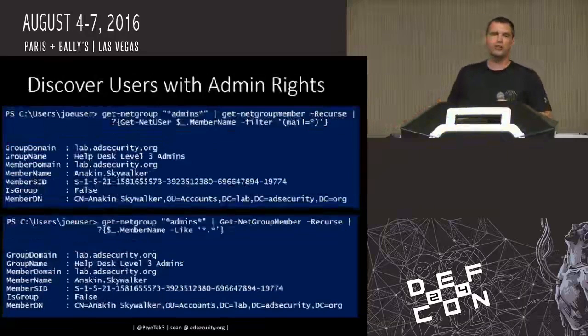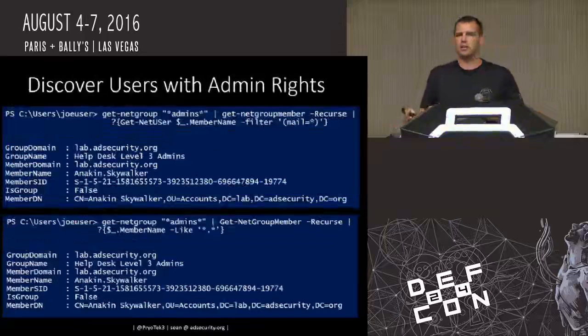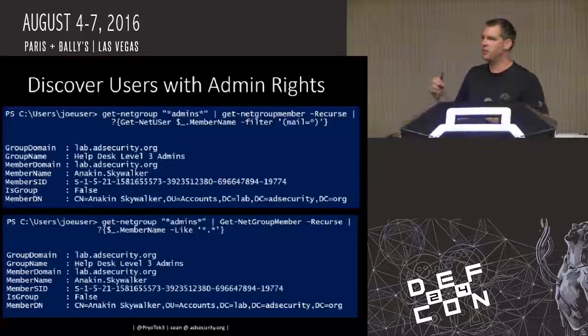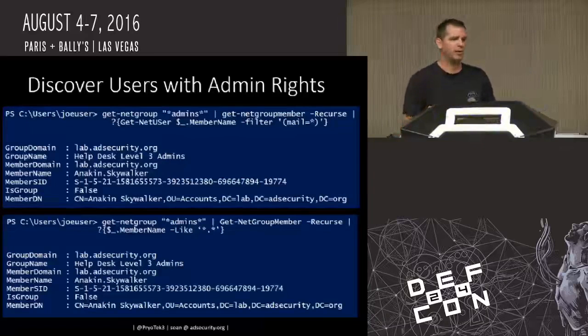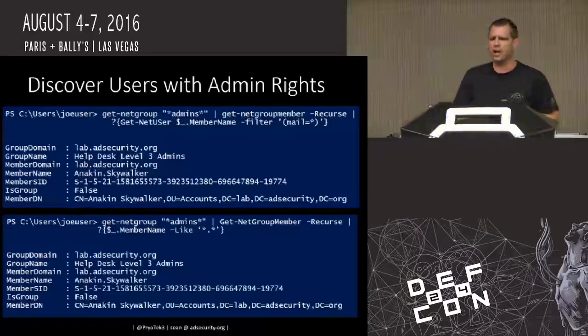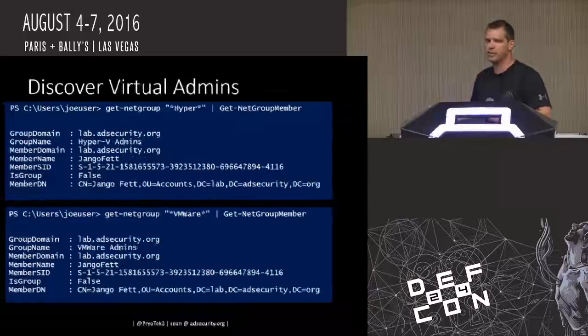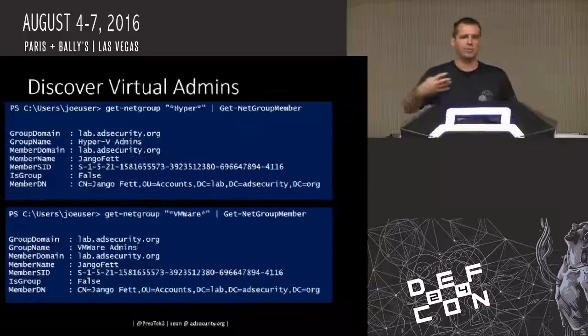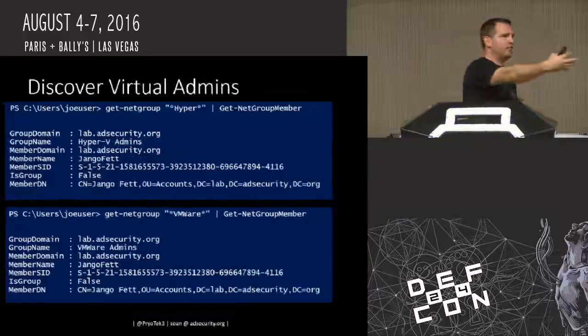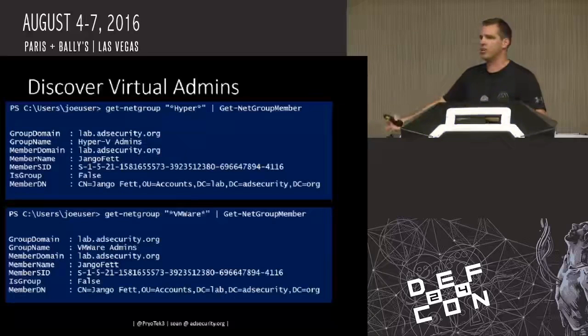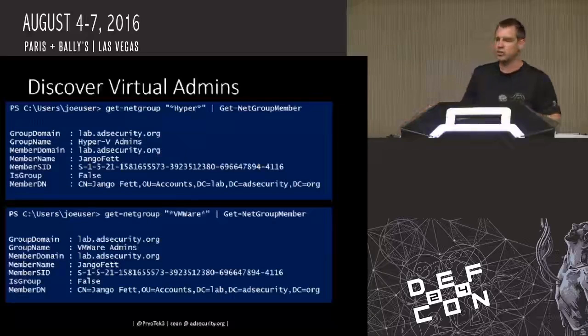We can discover regular users with admin rights. So users typically have an email address, especially if you're running Exchange in the organization. Or they have a specific naming format, like first name dot last name. We can look for admin accounts or user accounts in admin groups this way. Now, Exchange admins often will have an email address associated with them, so you have to filter some of those out. But it's a nice way to find regular user accounts that have more rights than they should. We can also look for virtual admins, Hyper-V admins, VMware admins, that are often groups in Active Directory that have full admin access to the virtualization platform. Compromise those accounts, you own the infrastructure.